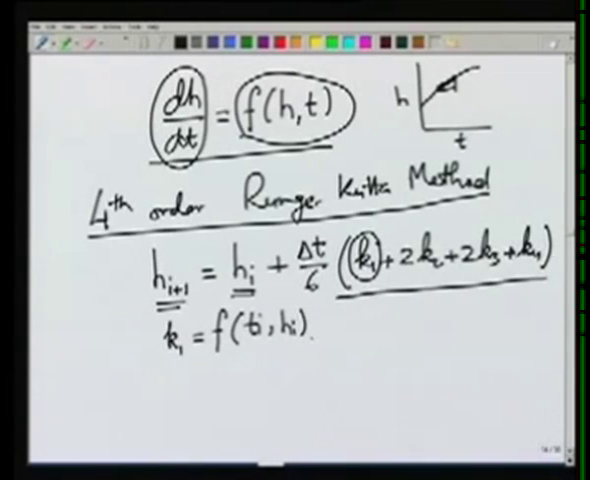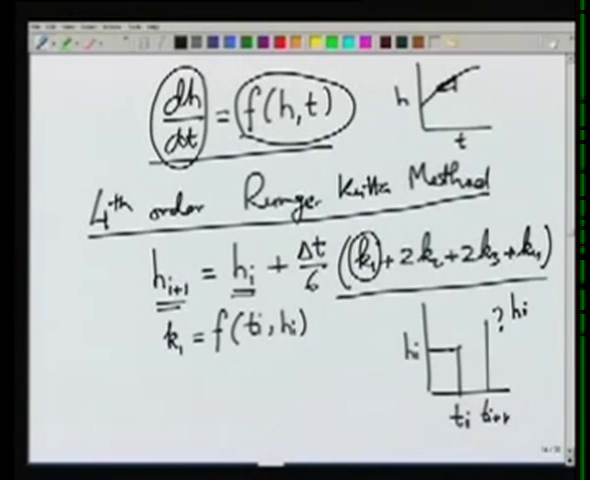This is known to us because at t equal to ti, we know h equal to hi. Our aim is to find out the value of h at ti plus 1. So what will be this value hi plus 1? Whether the h curve will go like this or like this or like this. So this is our aim, finding out the value at the end of this time interval, hi plus 1.